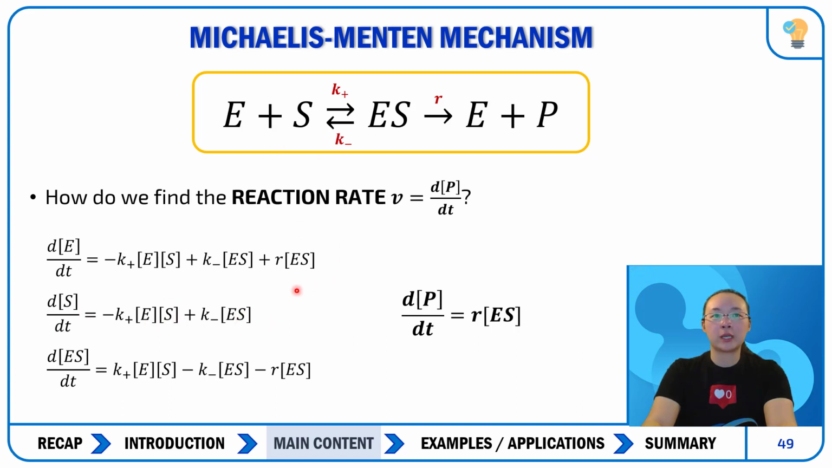It would be good to try and derive these yourselves as well as practice. But at the end of it, you have dP over dt. This is the most important one. I want to find out how much product is being created per unit of time. So the only way to get that is for ES to go through the forward reaction at a rate of R and go to P. So it's R times ES. And that is the rate of the reaction that we look at.